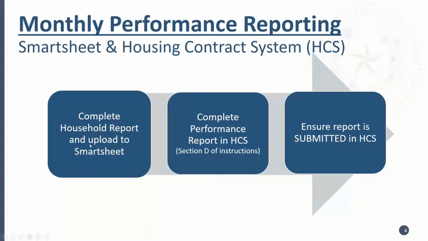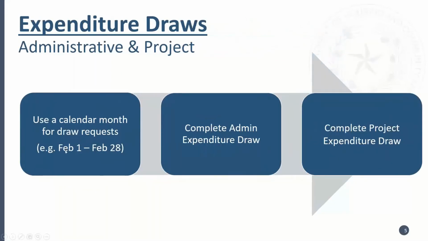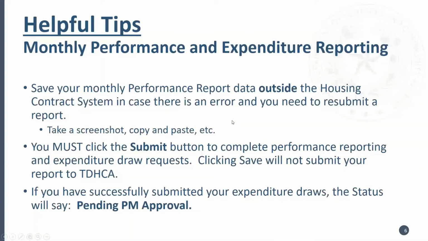You want to complete the household report and upload to Smartsheet. You want to complete the performance report in the housing contract system, section D of instructions. Ensure report is submitted in the housing contract system. You want to use a calendar month for draw requests. You want to complete the admin and expenditure draw, complete the project expenditure draw, and then you're done.